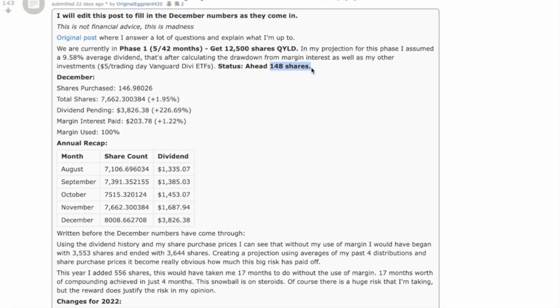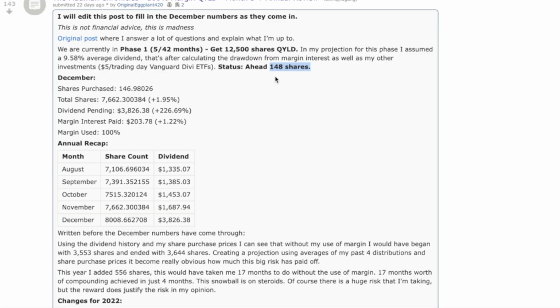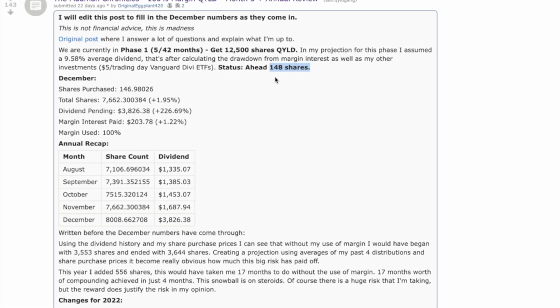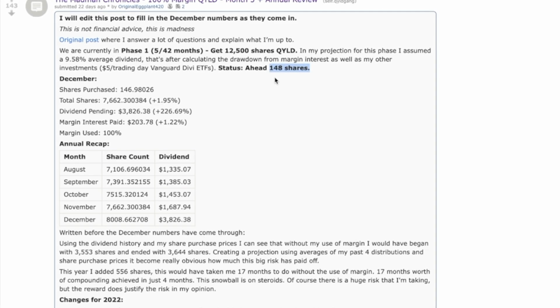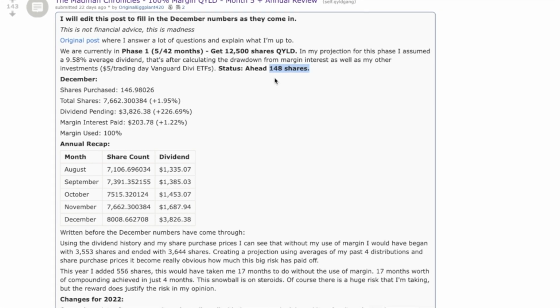He's ahead 148 shares compared to had he not done it. That doesn't seem like that much to me, given the fact that he's using 100% of his buying power. I would just feel so much better if he was doing this in Interactive Brokers, where his buying power could be 4-to-1, and he was just doing the 2-to-1 area because you have room for expansion.